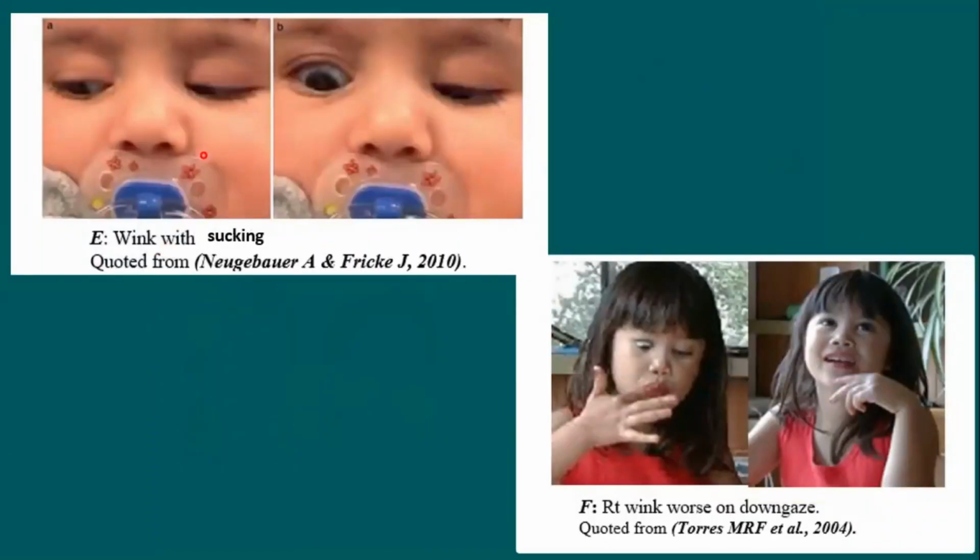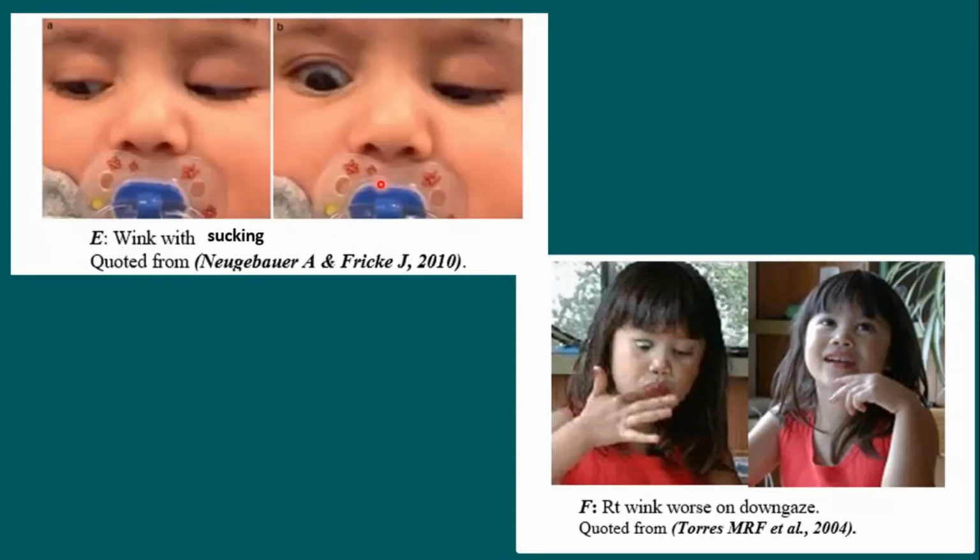Here, the baby, while sucking on a pacifier, has lid retraction that is evident on looking down. Why? Because normally, when you look down, both eyelids should relax and go down. But since we have retraction with the sucking, the retraction is much more evident. It has nothing to do with down gaze, because some candidates might think this is a kind of aberrant regeneration of the third nerve, with little retraction of the upper eyelid on down gaze. No, the retraction here is due to sucking, not due to downward movement.